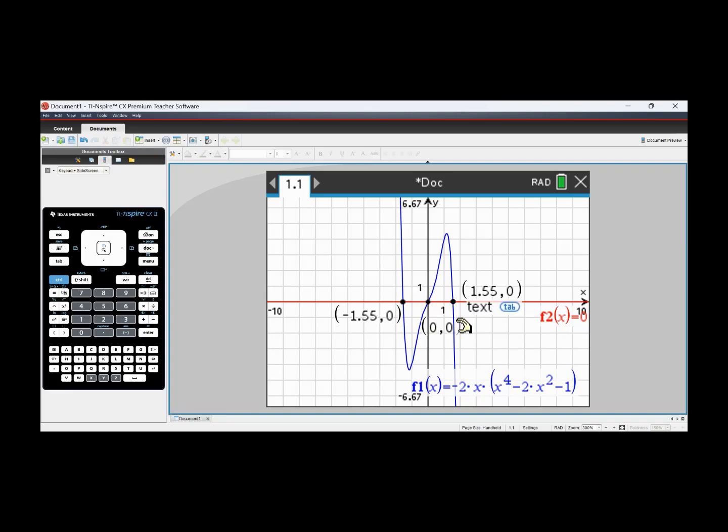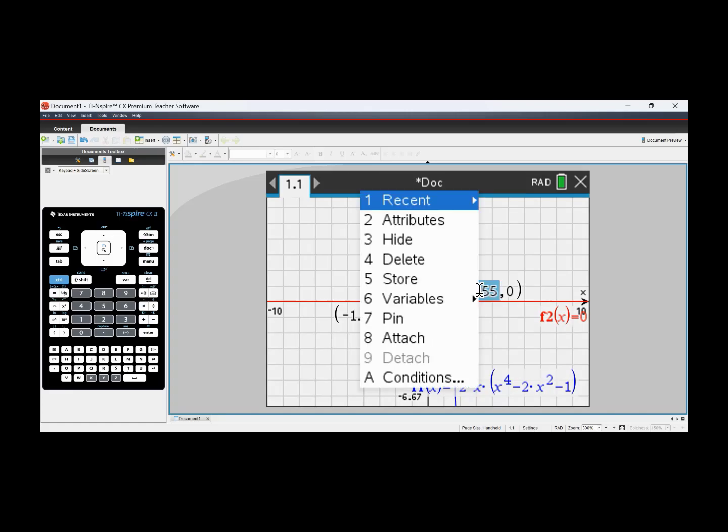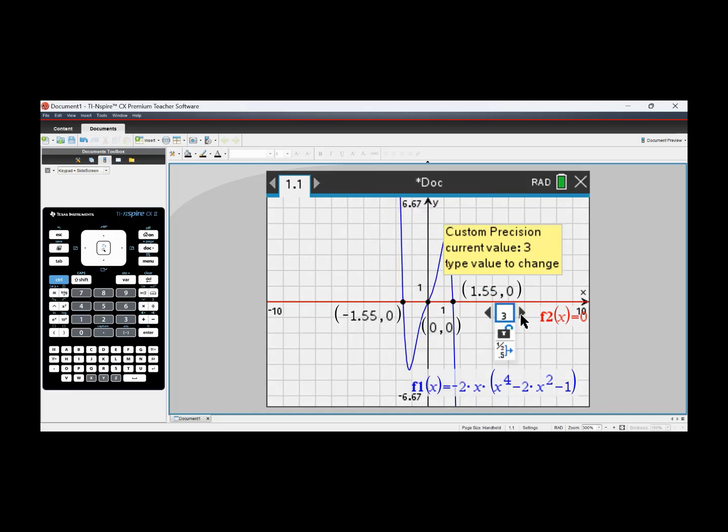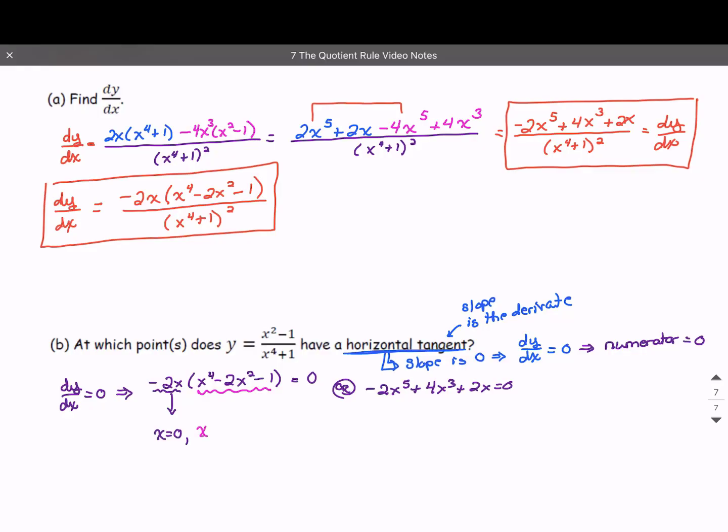Okay, now if we only want it to 2 digits after the decimal, that's fine. If you need more digits, remember you hover over it, you press Control Menu, Attributes, move it up, and if you need 3 digits, move it back down to 3. Okay, there we go. So my last 2 answers that we found on the calculator were positive and negative 1.55, and now we have the 3 points where our function will have horizontal tangent lines. That means they're going to have the maxes and mins.